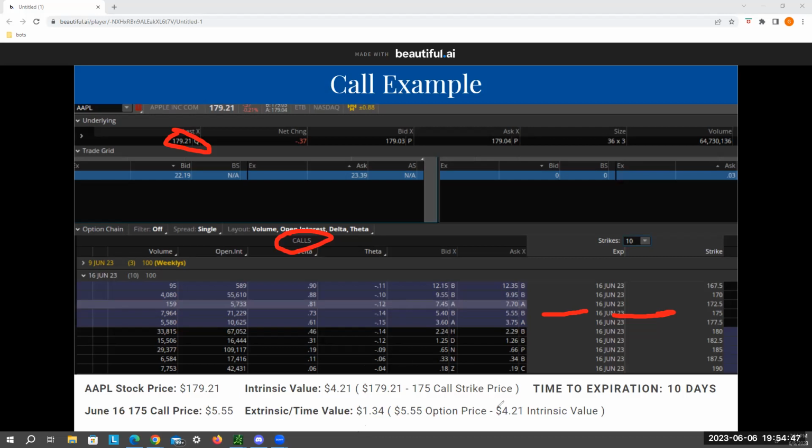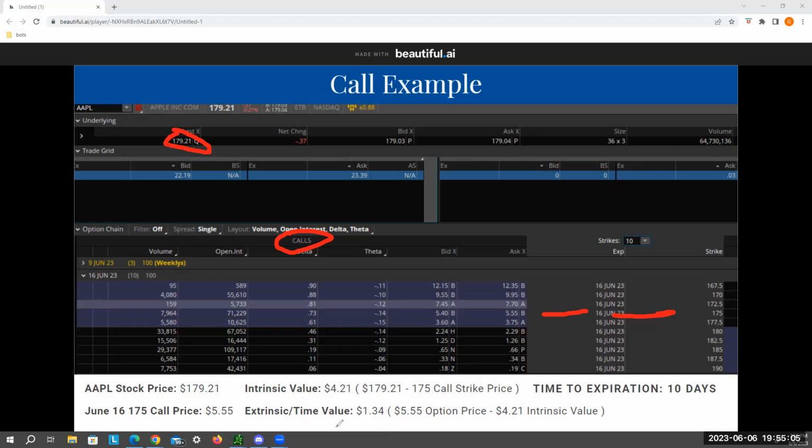To get our intrinsic value, like I gave you guys the equation in the last slide, you would subtract the strike price, which is 175, from the current asset's price, which is 179.21. Your intrinsic value would be the result of that, which is $4.21.